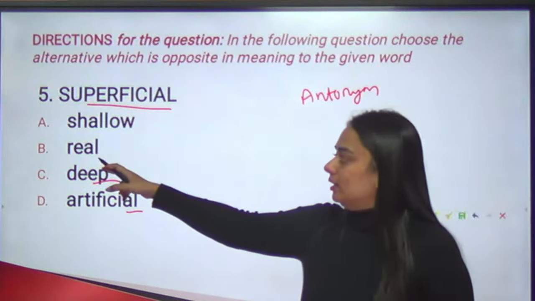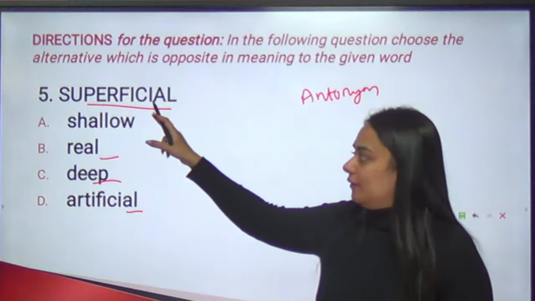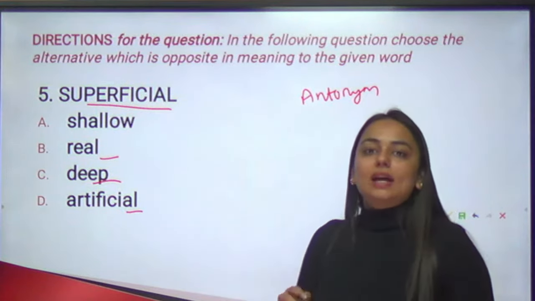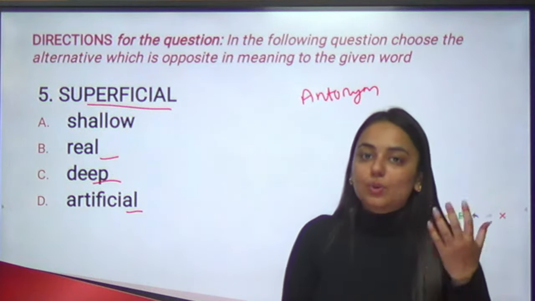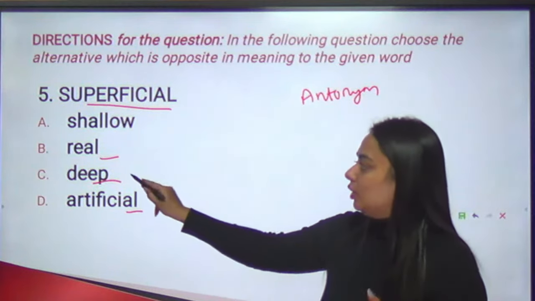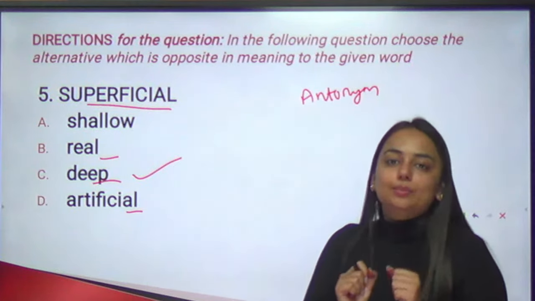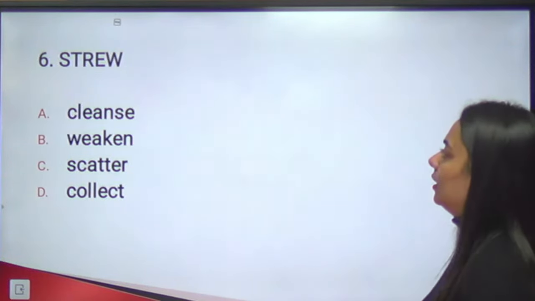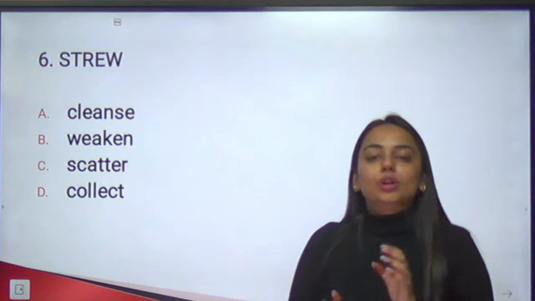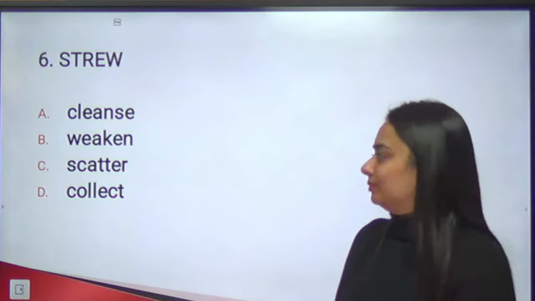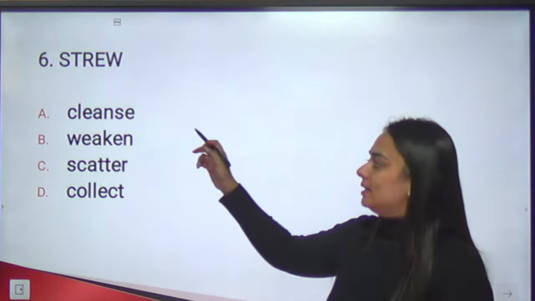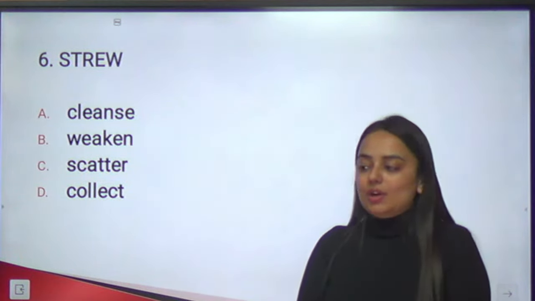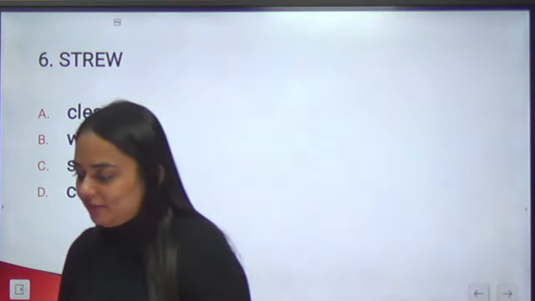We cannot say real because this is not fake. If it had been fake, then we could say real is the answer. Shallow is again something that lacks the depth. So again, this word is not related to it. The only option we are left with is deep. Next word is strew. Now, what is the meaning of this word strew? And you have options cleanse, weaken, scatter, and collect. Let's see. Your vocabulary will be tested now.